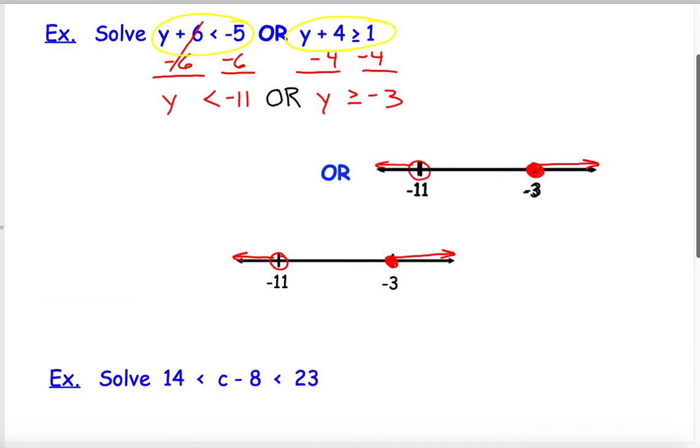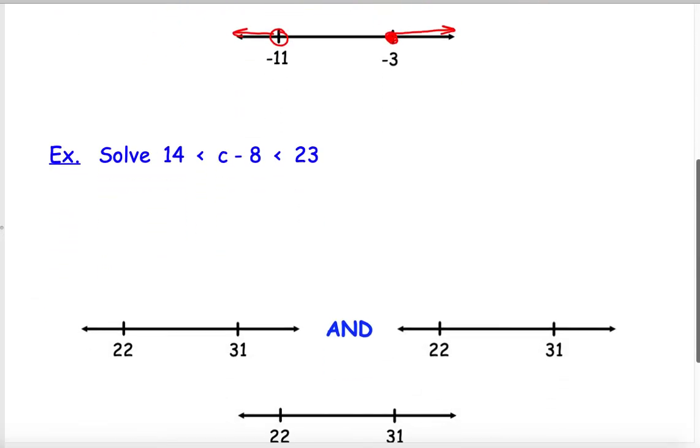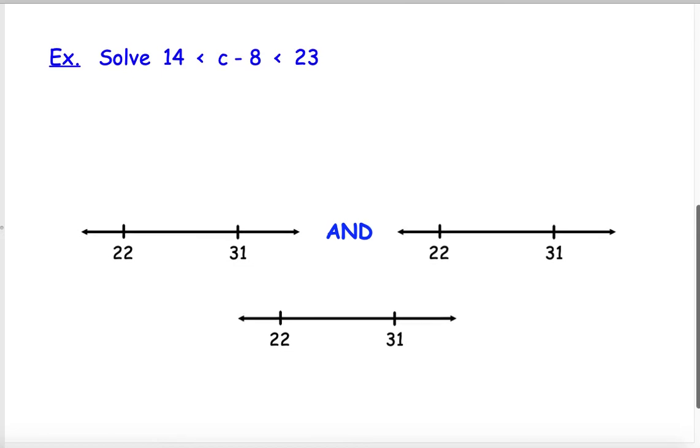What about an and? Let's look at one last example. Now, this is a little different. Remember, this was the shorthand notation for a compound inequality using and. So if it was written separately, it would be 14 is less than c minus 8, and c minus 8 is less than 23.